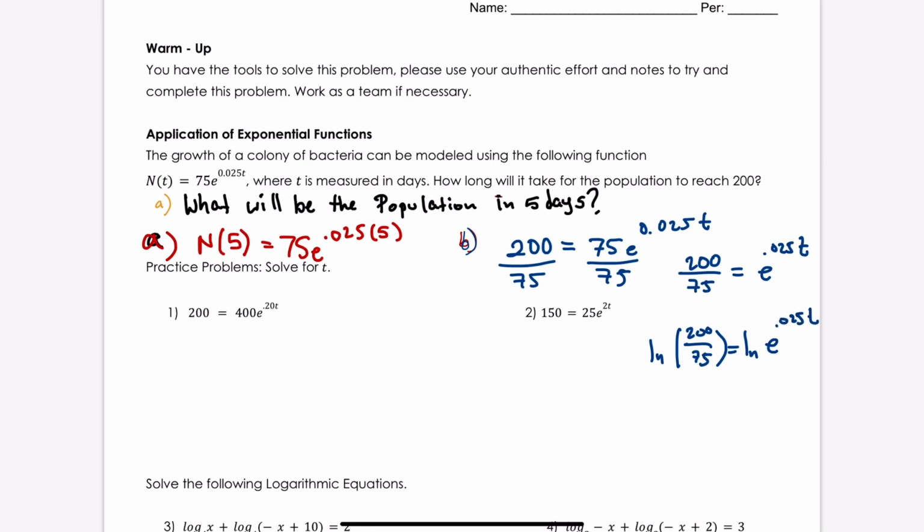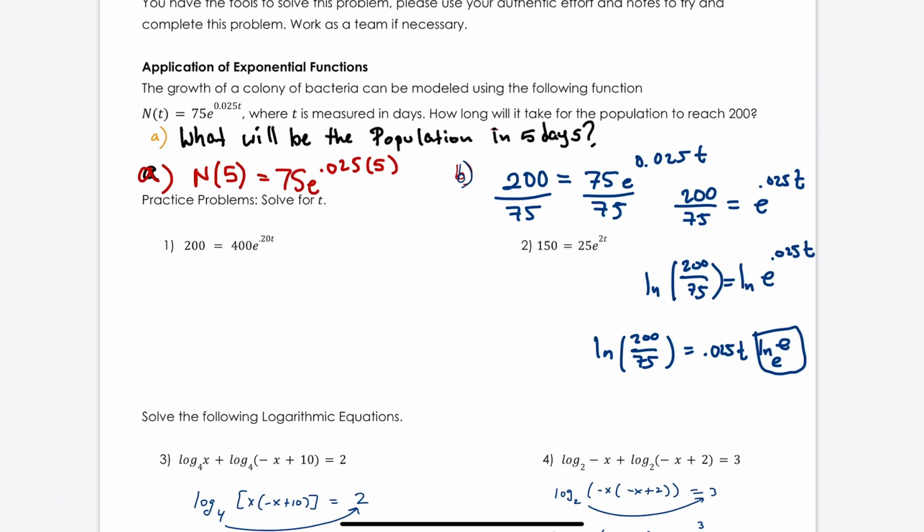This is where people get confused. Oh, I don't see the base e because you didn't write it, but it doesn't matter. If you practice enough, you understand that this is base e, and base e of e kind of cancels out. But before that happens, the property that you're allowed to use is ln of 200 divided by 75 equals 0.025 t ln e, right? So this is going to become just 1 from the properties.